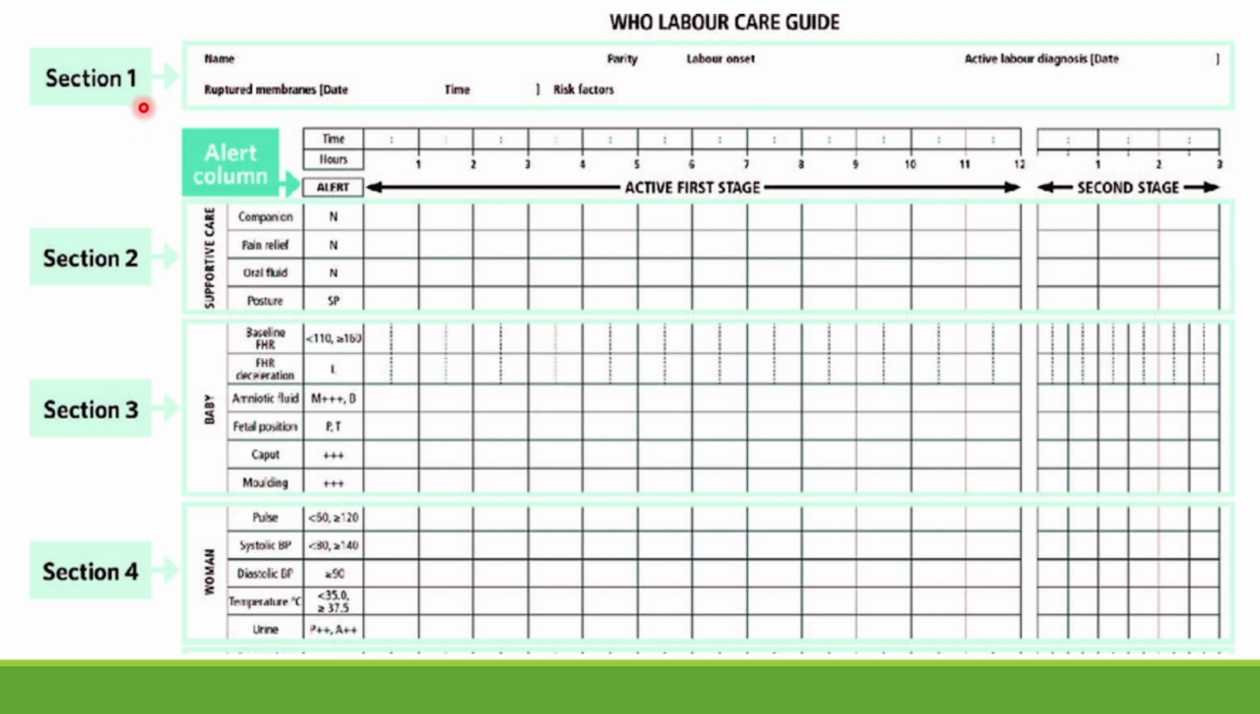As we see, this is section 1: name, parity, labor onset, active labor or not, time of rupture of membranes. Section 2 is the supportive care, 3 is the baby, and 4 is the woman. Here 5 is the labor progress and medication, and here the shared decision.